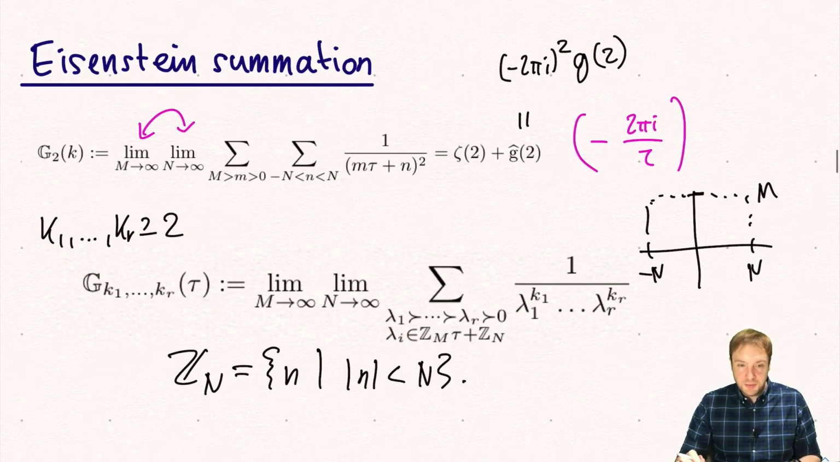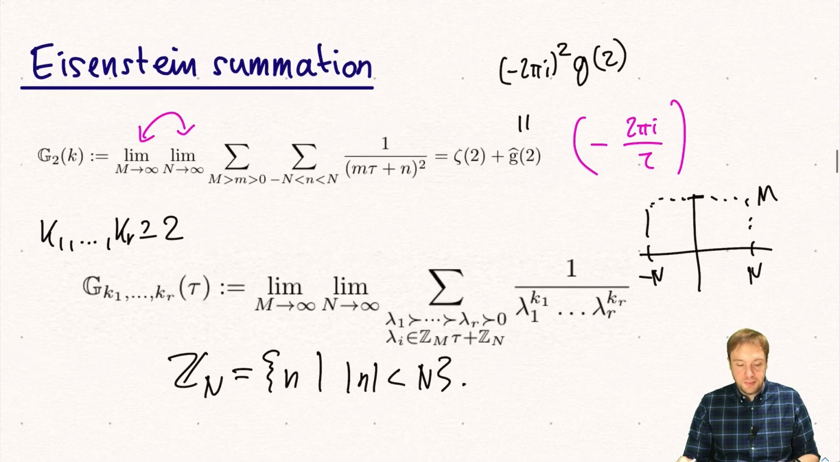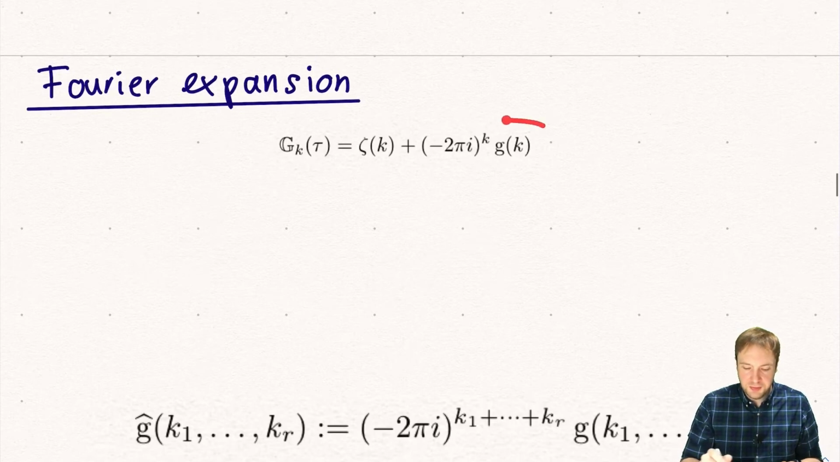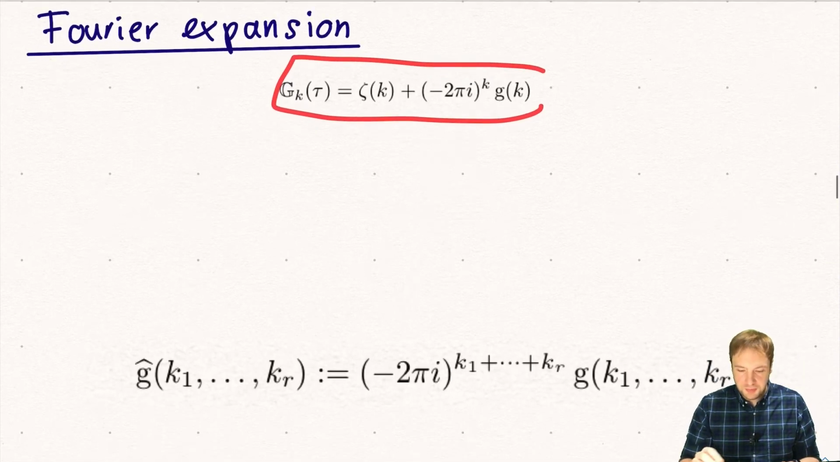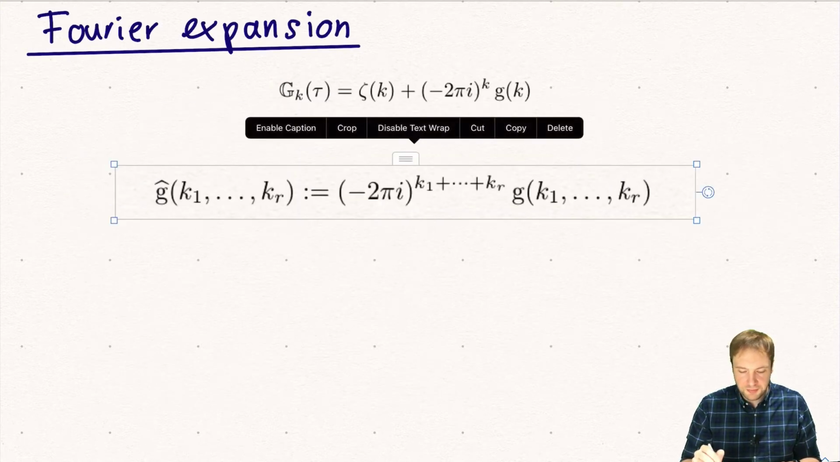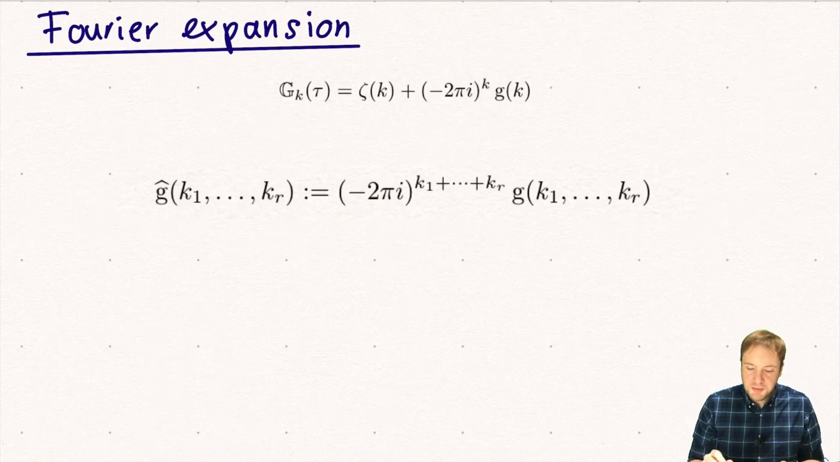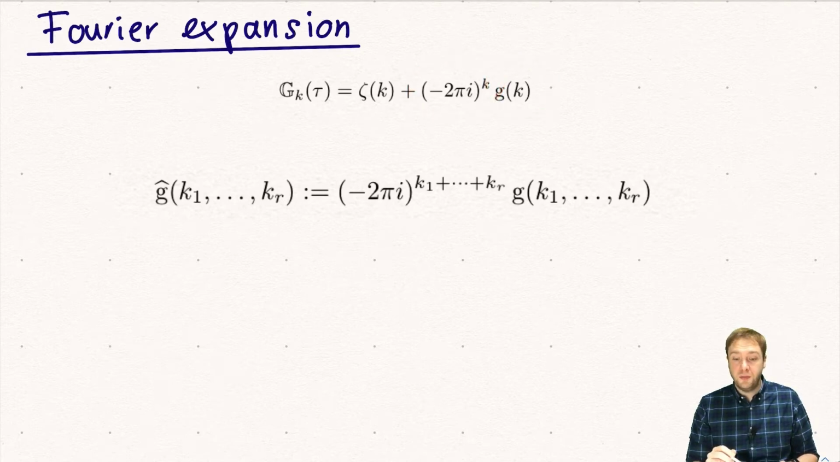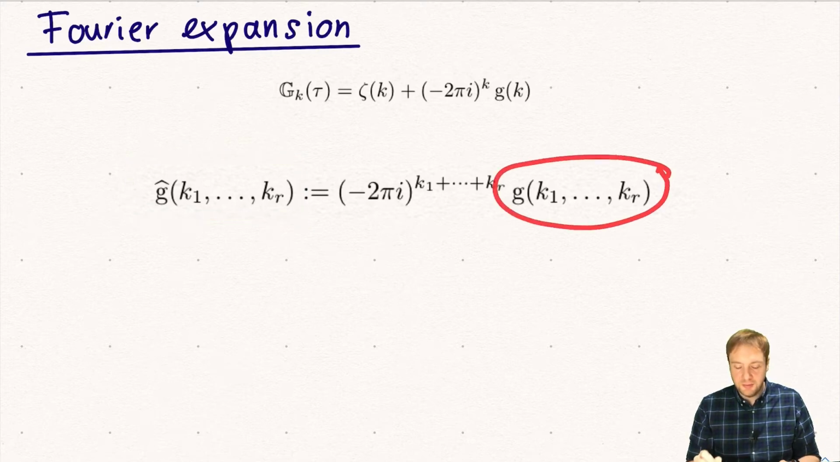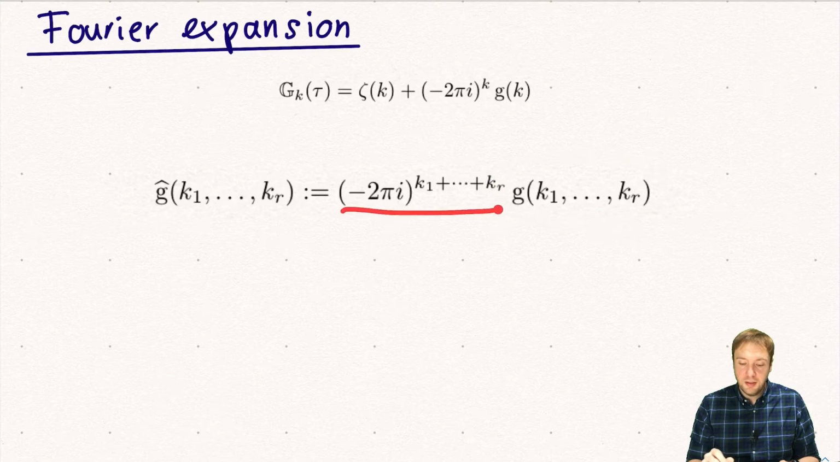Okay. So now, what we want to do in the rest of the lecture is to calculate the Fourier expansion of these guys. Recall that in depth 1, the Fourier expansion was given by this. And now I want to introduce this notation, which I did in the depth 1 case before. We will see that we will always have these g together with this factor minus 2 pi i to the k, and therefore we will introduce this g hat, which just means we have our q-series g of k1 up to kr, where we have this factor minus 2 pi i to the sum of these k's.